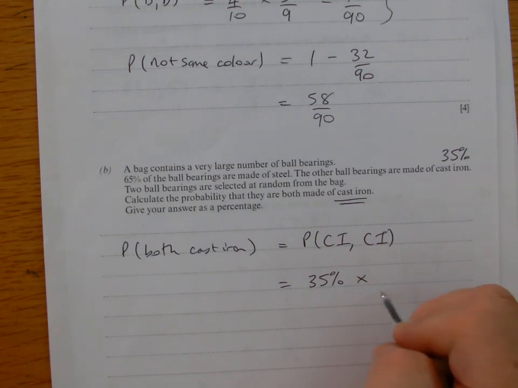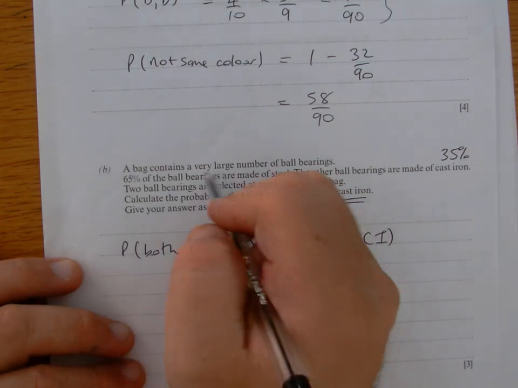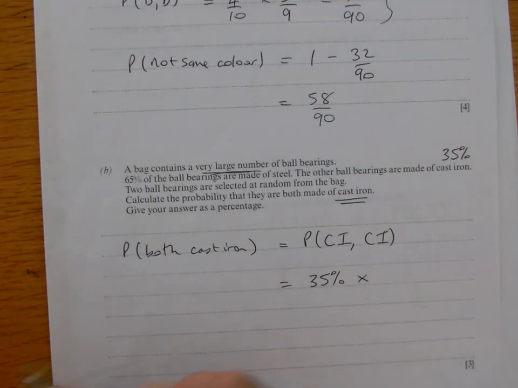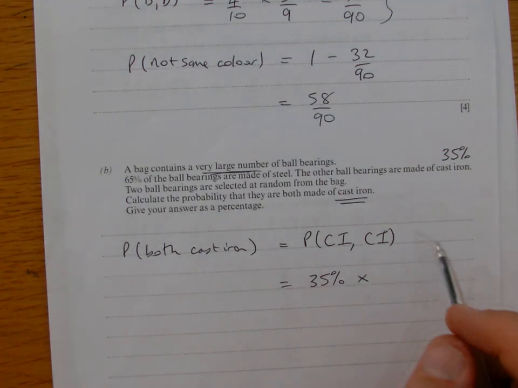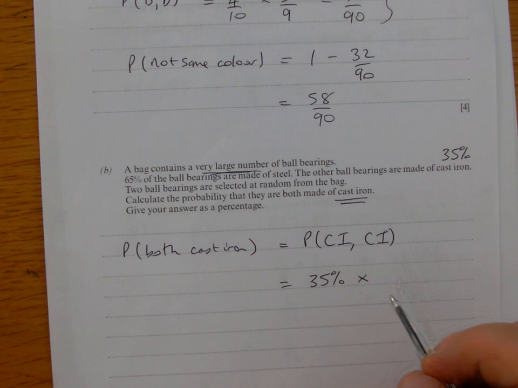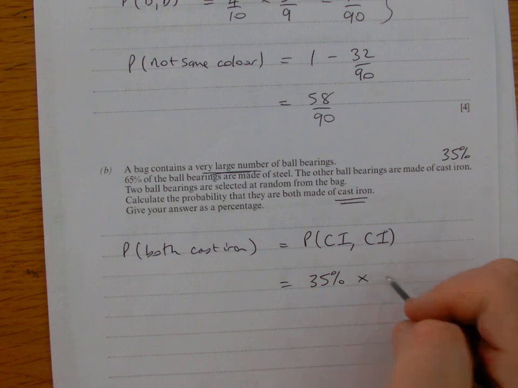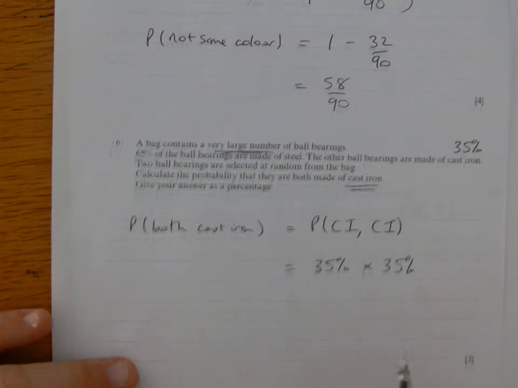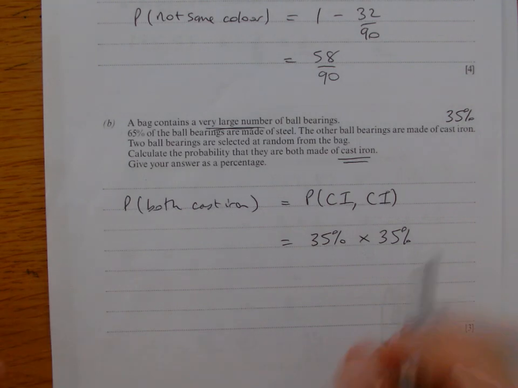Now, it's not replaced, it's not being put back in the bag. However, because there's such a very large amount of them, probably thousands and thousands, taking one out isn't really going to affect the percentage that much. It's essentially going to be the same, isn't it? It's going to round to be the same at least. So that's what we're going to do in this case. We're going to have 35% times 35%, and that will give us the probability.